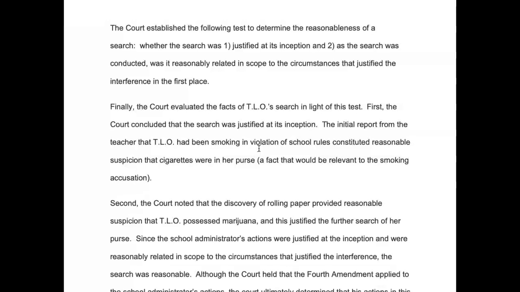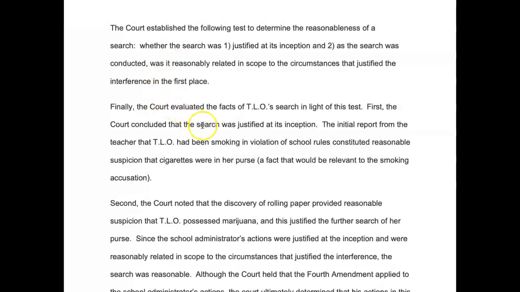So if we go back to TLO, the principal searched a purse. Right? That's pretty reasonably related in scope to looking for cigarettes, because you think the child smoked. It would not be reasonable if that principal told TLO to strip down to her underwear to see if she has the cigarette stuck in her bra or underwear. So those two tests are vitally important, because if you miss either of them, your search may be thrown out. Okay, you gotta have both of those. It has to be justified and it has to be reasonably related in scope.